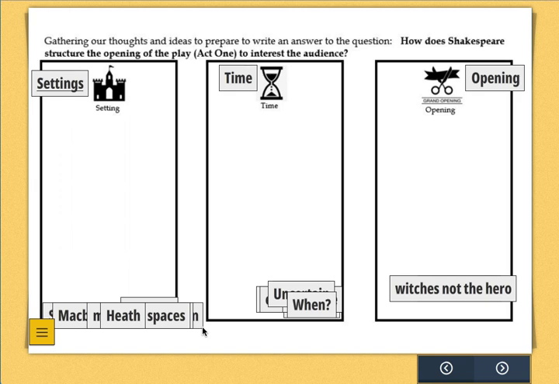Okay, so the first feature of the opening act that I was asking you to look at today was to look at settings. Okay, so we've already played a couple of games and thought about the connotations of particular settings.